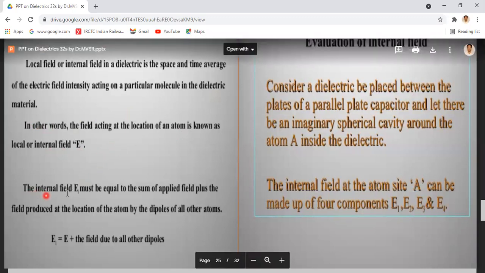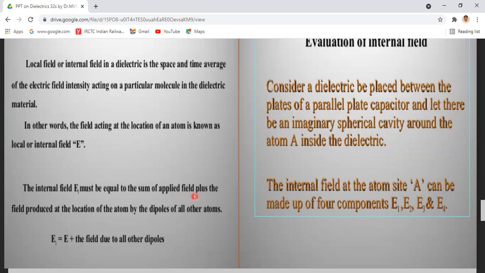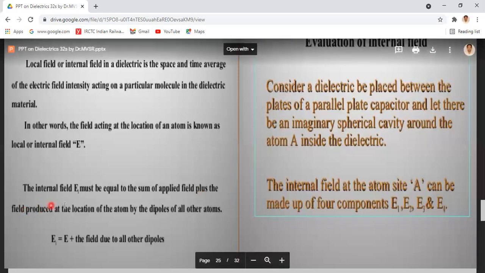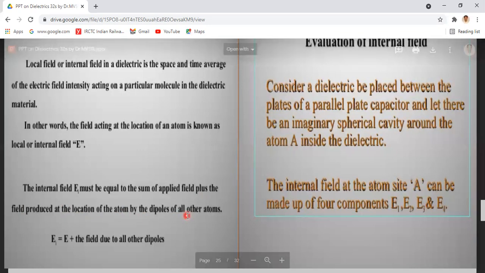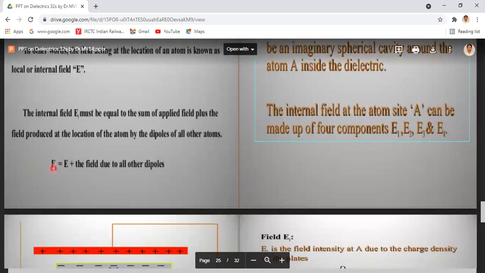So, the internal field or local field must be equal to the sum of the applied external electric field E bar plus the field produced at the location of the atom by the dipoles of all other atoms. Now here, the local field E_L is equal to the applied external electric field E bar plus the field due to all other dipoles.